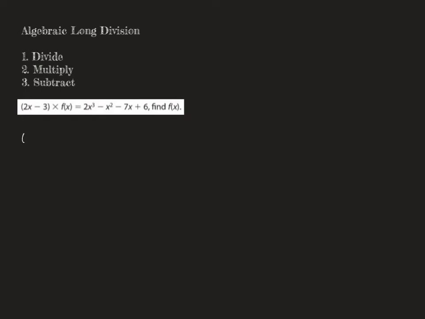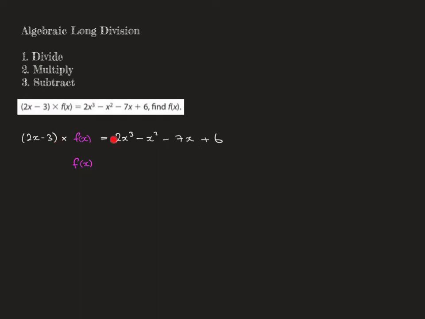So what's going on at the minute is you've got 2x minus 3 being multiplied by f of x. I'm just going to put that in pink. And we're saying that that is equal to 2x cubed minus x squared minus 7x plus 6. We're asked to find the value for f of x.